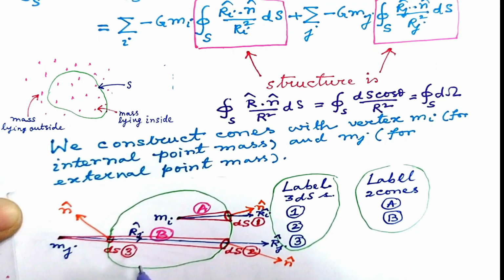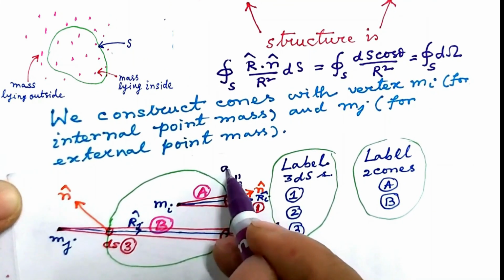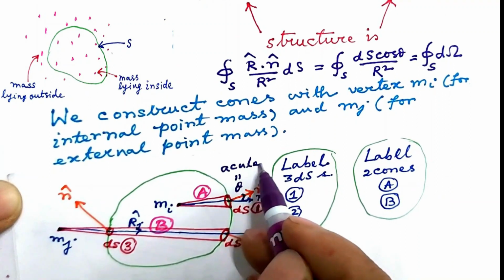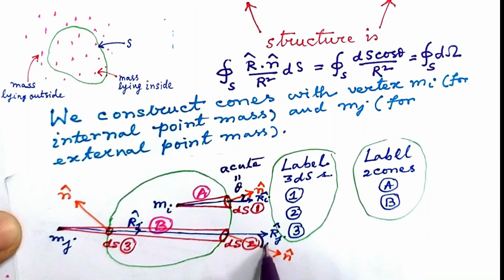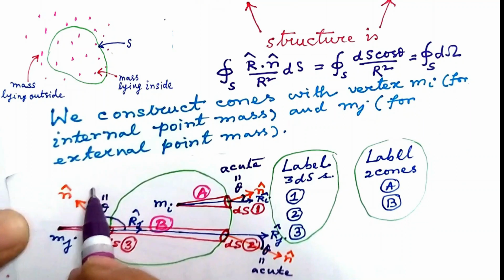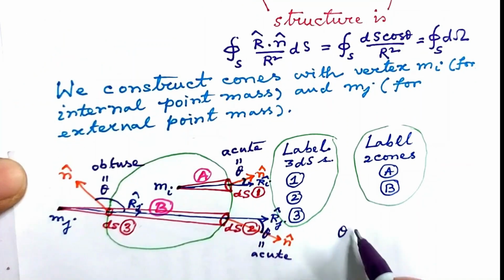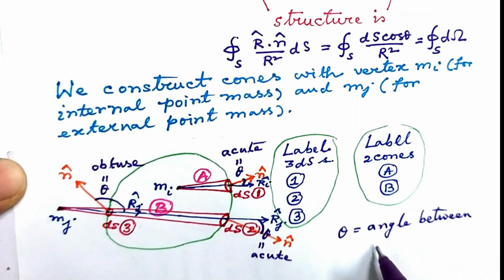Next, we show the angles between r hat and n hat at the 3 ds's. This is theta between ri hat and n hat at ds labeled encircled 1. We see that this theta is acute, that is less than 90 degrees in value. The theta at ds labeled encircled 2 between rj hat and n hat is also acute. But this theta between rj hat and n hat at ds denoted by encircled 3 is obtuse, that is greater than 90 degrees. Theta is the angle between r hat and n hat.